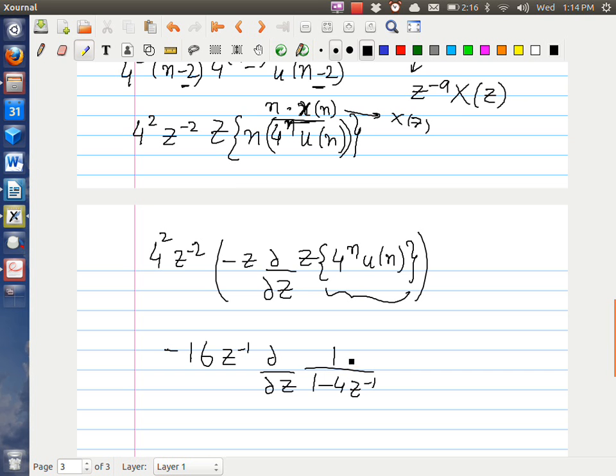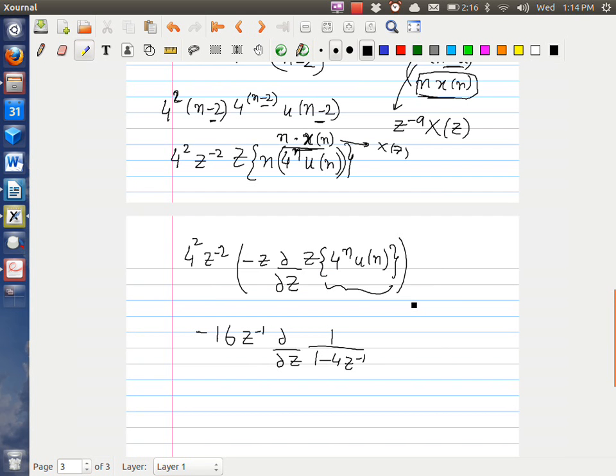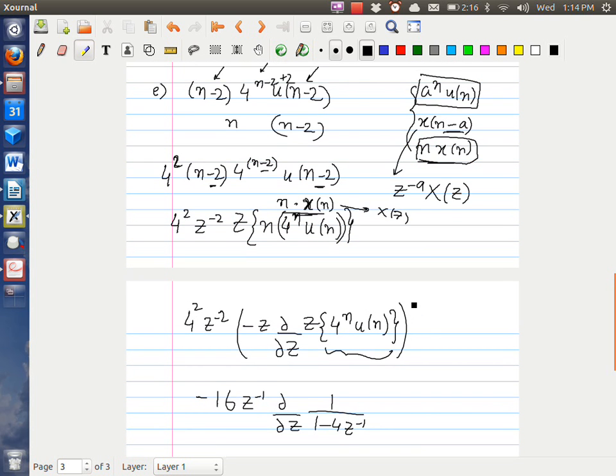Could you scroll up just a little bit? If that a to the n, u of n translates to z to the negative a, wouldn't that be z to the negative 4 after the whole thing squared? What? A to the n u of n, it translates to what? No, it doesn't translate to that. That was the other one. That was this guy. Okay. So this is this, and it's just 1 over 1 minus a z inverse, right?